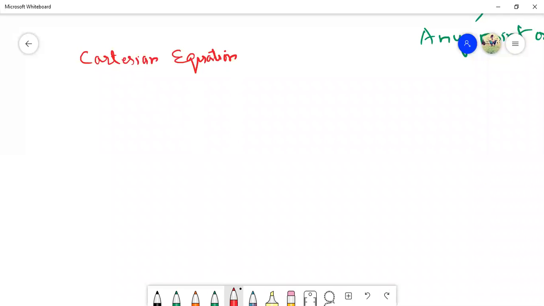तो कार्टेशियन इक्वेशन, देखो, if we have given this condition, how we will write directly a Cartesian equation? If a line is passing through a point, I'll draw, instead of writing, I will show you that this line is passing through a point, okay, whose coordinates are x1, y1, z1.